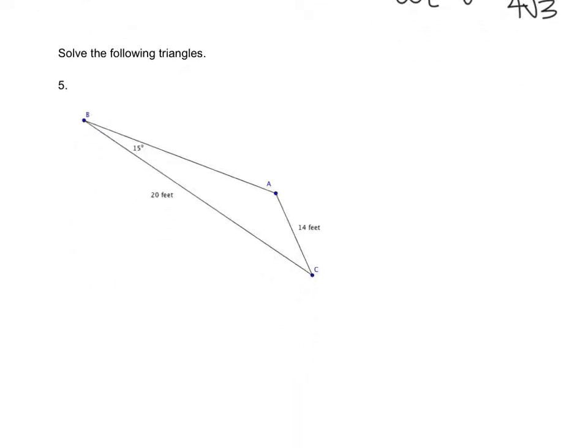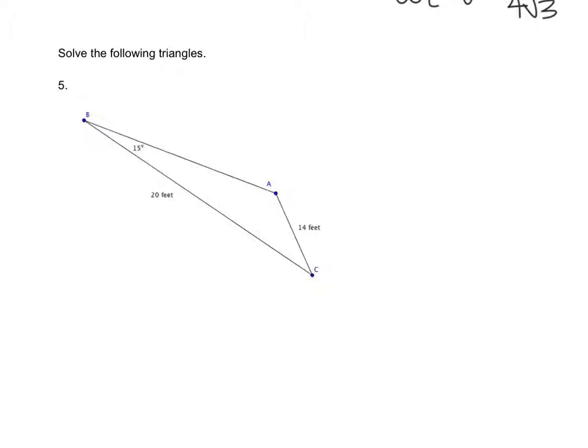So in our last 3 problems, we're going to be using either the law of sines or the law of cosines to solve our triangles. In problem 5, we're given one angle and 2 sides. So this is that ambiguous case of the law of sines where you first have to determine if we even have a triangle that can be formed, one triangle or 2 triangles.